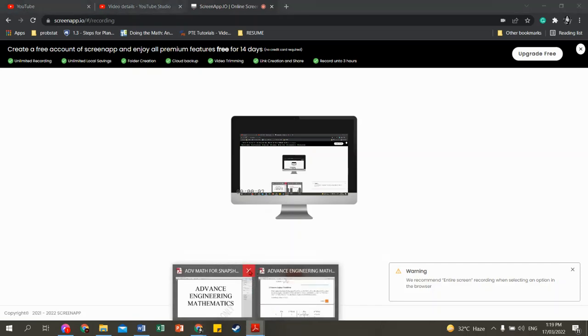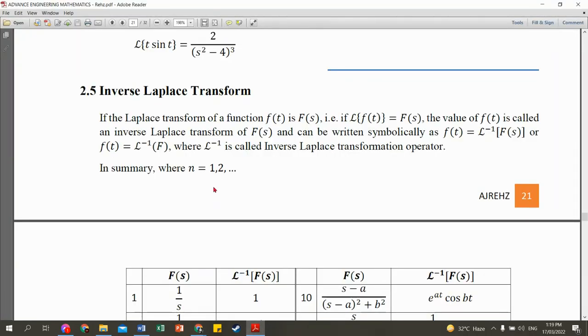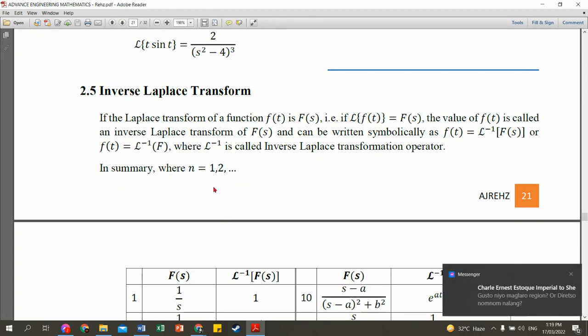Okay, so good day everyone. So let's continue our topic under chapter 2. So let's now move to inverse Laplace transform.